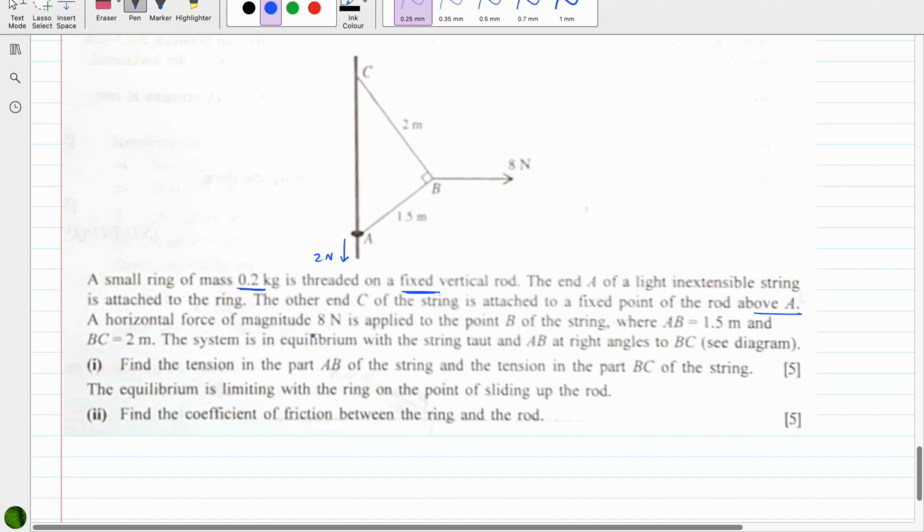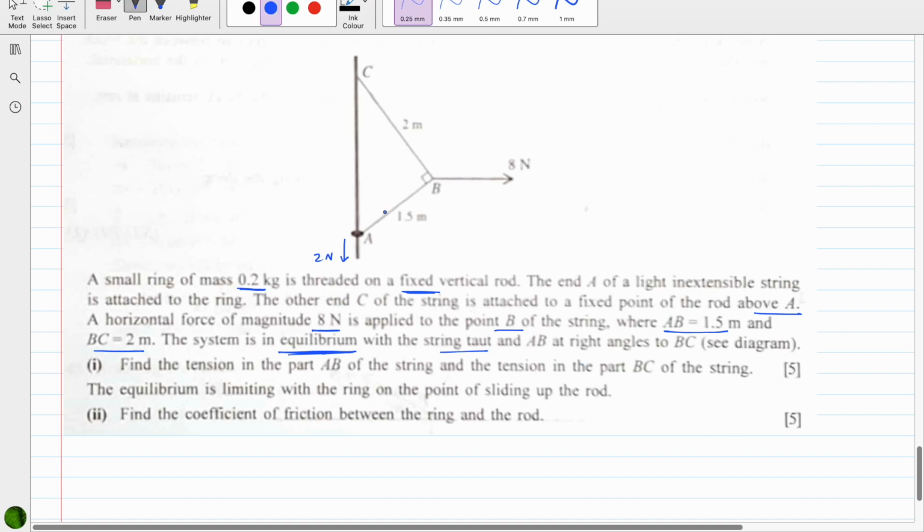A horizontal force of magnitude 8 newtons is applied to the point B of this string, where AB is 1.5 and BC is 2. The system is in equilibrium, not moving up, not moving down, with this string taut, AB at right angles to BC as shown in the diagram. Find the tension in part AB of the string and tension in part BC of the string.